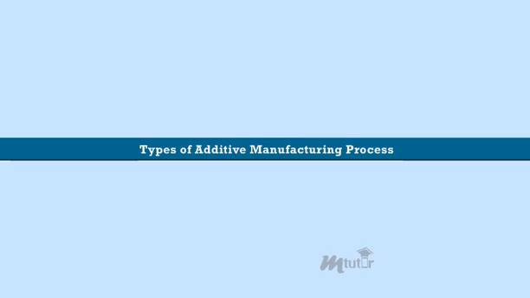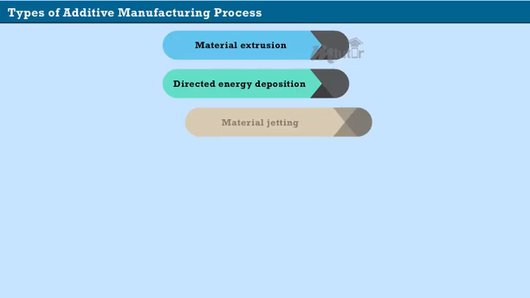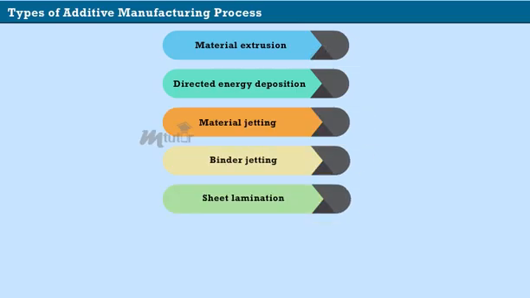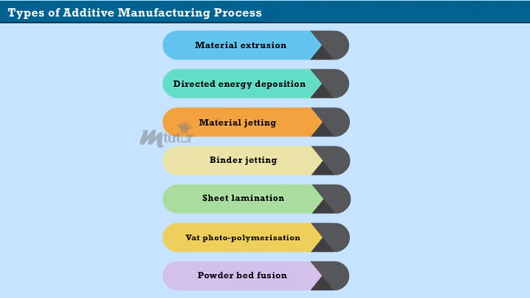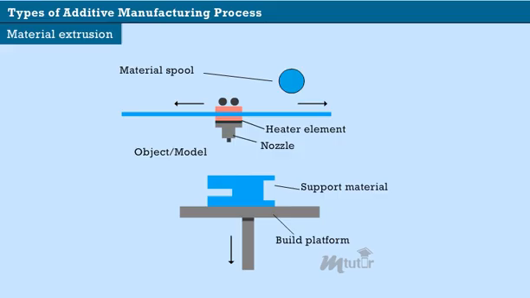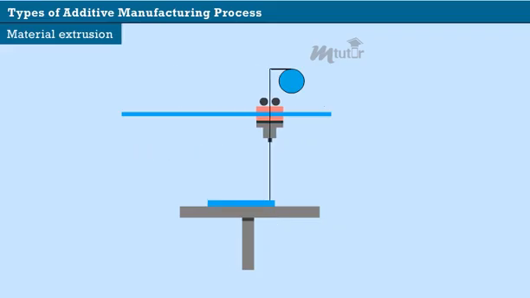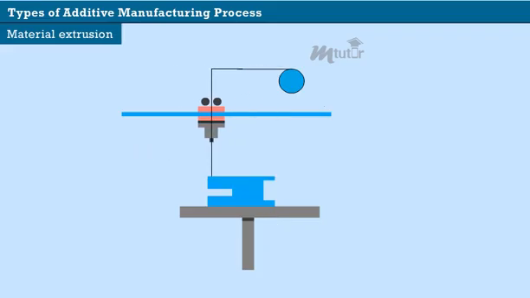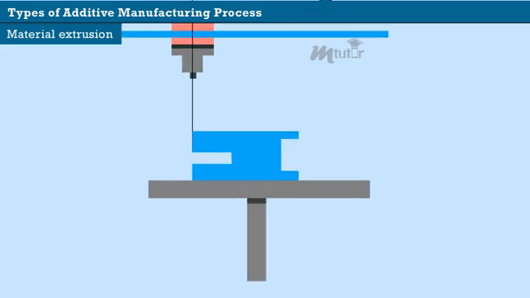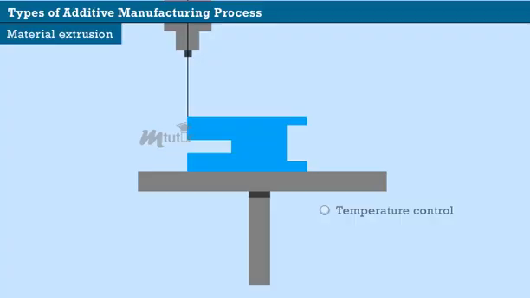Types of additive manufacturing process. Types of additive manufacturing processes are material extrusion, directed energy deposition, material jetting, binder jetting, sheet lamination, vat photopolymerization, and powder bed fusion. Let us discuss them one by one. Material extrusion. Spooled polymers are extruded through a heated nozzle mounted on a movable arm. The nozzle moves horizontally, while the bed moves vertically, allowing the melted material to form layers. Proper adhesion between layers occurs through precise temperature control or the use of chemical bonding agents.